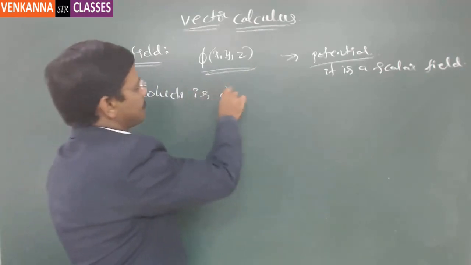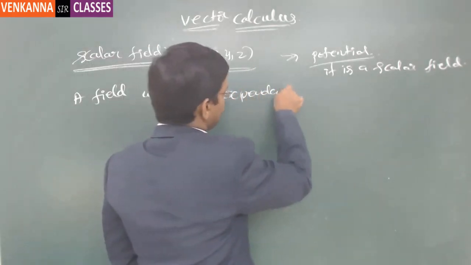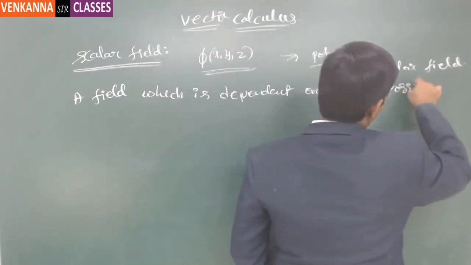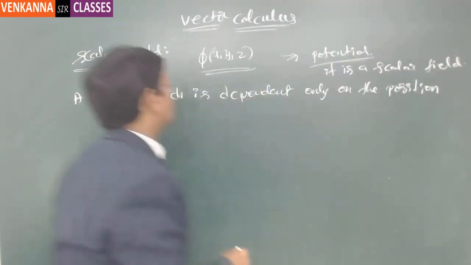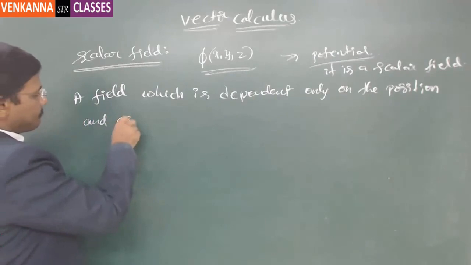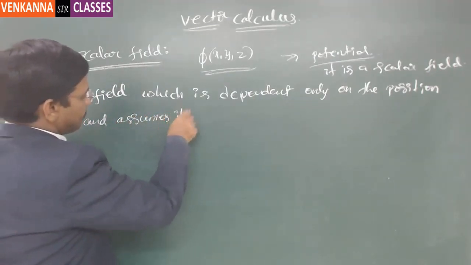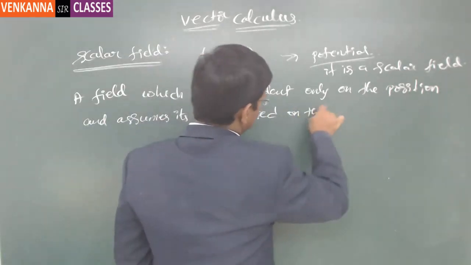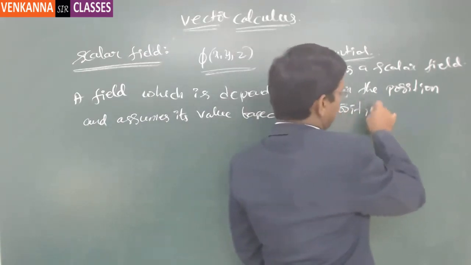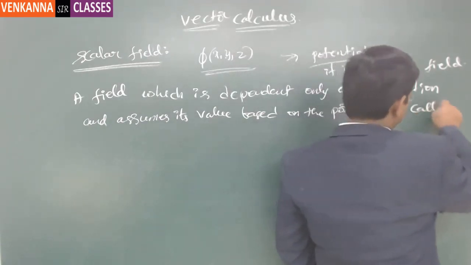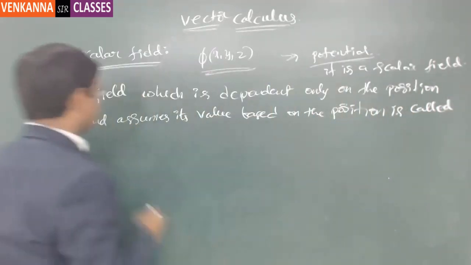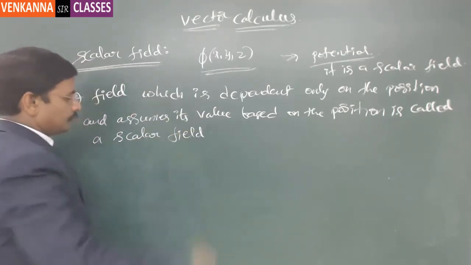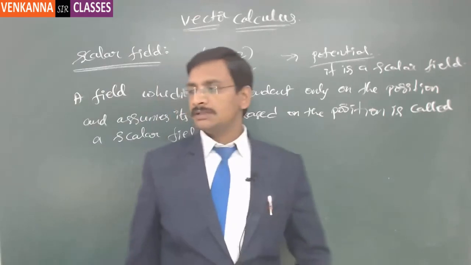So this is a field which is dependent only on the position and assumes its value based on it. That is called a scalar field. And then the other part of this: the vector field is nothing but a field where the direction also matters.